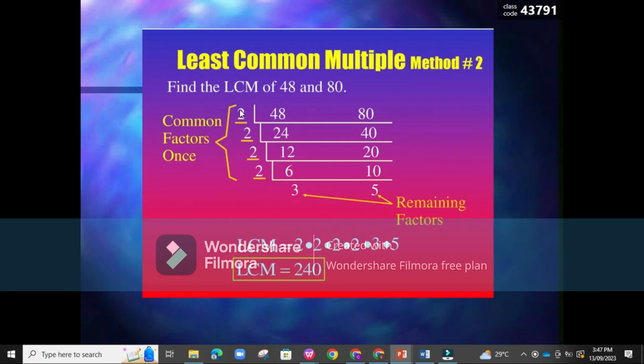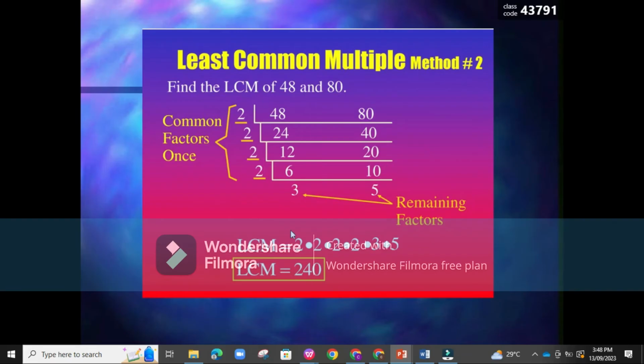So we're going to write down our least common multiple. We have 2 times 2 times 2 times 2. So we have it here. Then copy here times 3 times 5. And we're going to get the product. The least common multiple is 240.